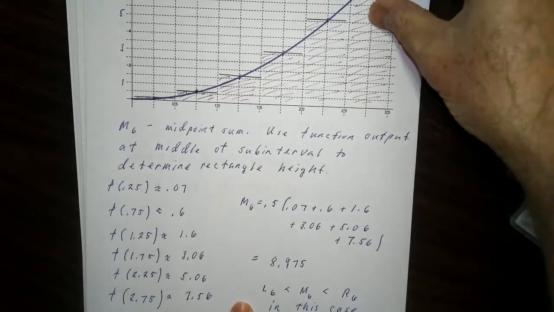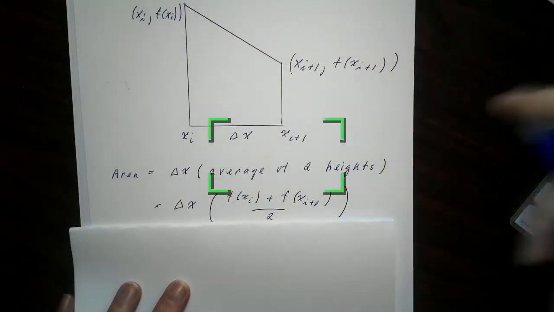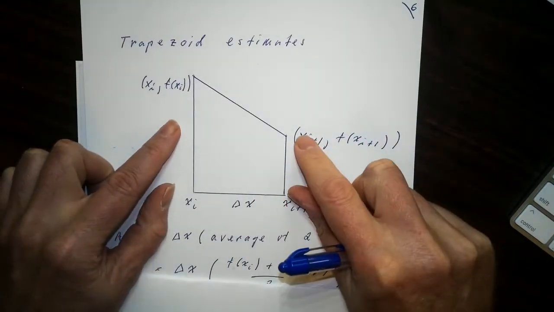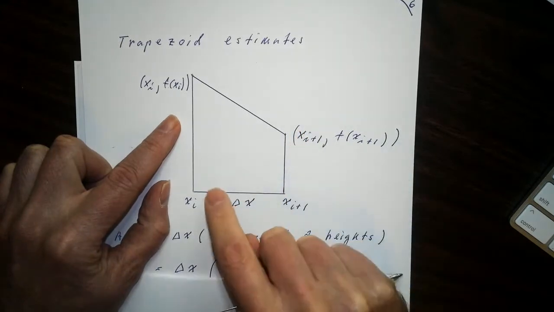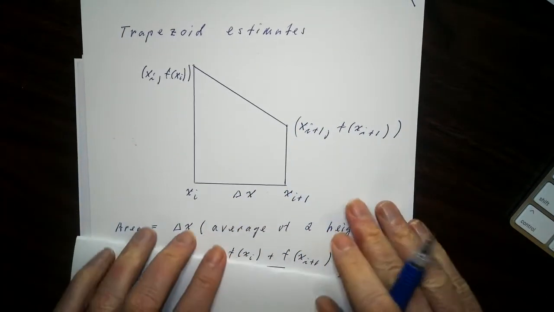Now we've used rectangles, but now let's take a look at something different. Let's take a look at trapezoids. So here's a picture of a trapezoid. I'm going to be looking at one trapezoid in my partition. So I've got x sub i here, x sub i plus 1. The width is delta x.